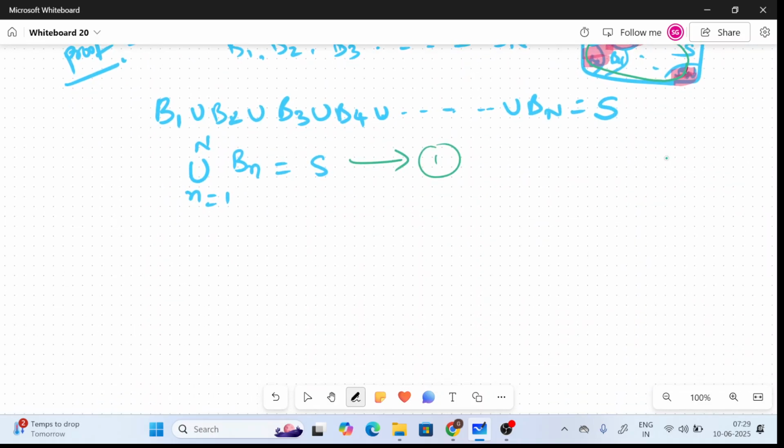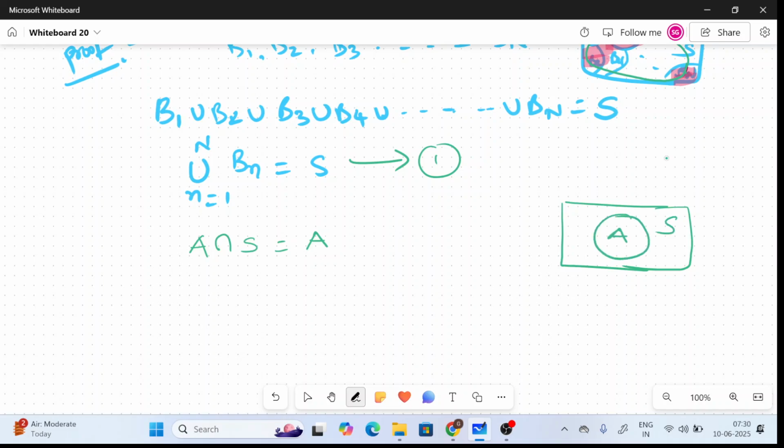We are taking A intersecting S. So what is A intersecting S? A intersecting S is equal to A. I mean to say, on a sample space, something like this, let us say this is an event A. Of course, this event A is intersecting with all of B1, B2, B3, and so on up to Bn, the mutually exclusive events. So A intersecting S, we are going to get A only.